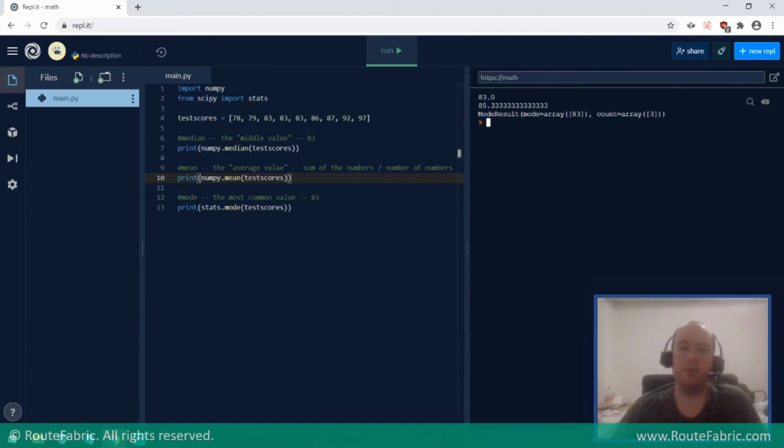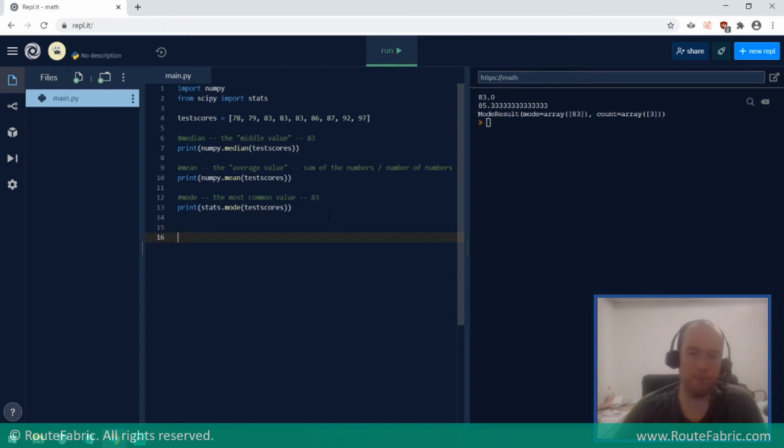As you can see, the median is 83 because the middle value is the 5th value, 83 over here. Our mean is 85.3333, which is the average value of our test scores. And then the mode, the number is 83 and it appears 3 times. So this is information about the mode. Those are 3 of the most basic statistics you can have on a set of data.